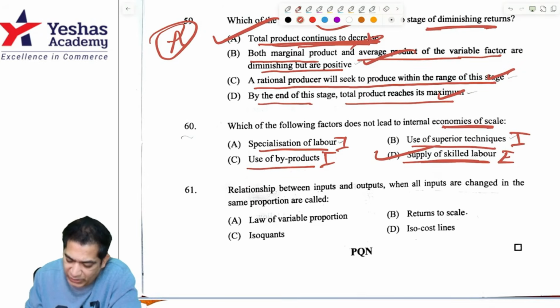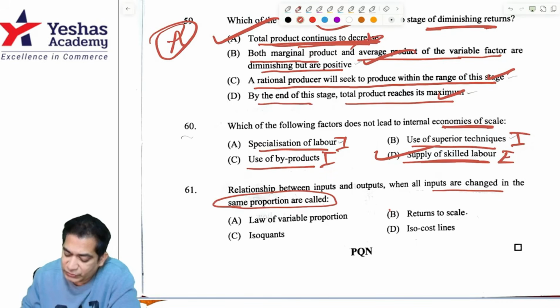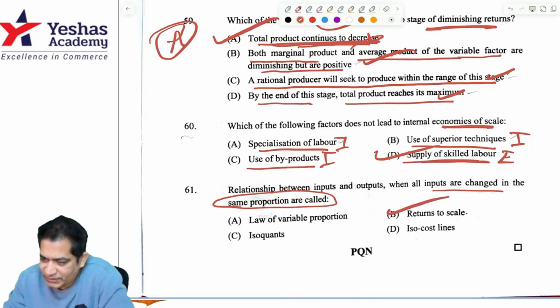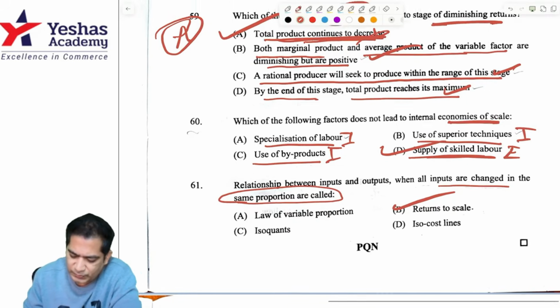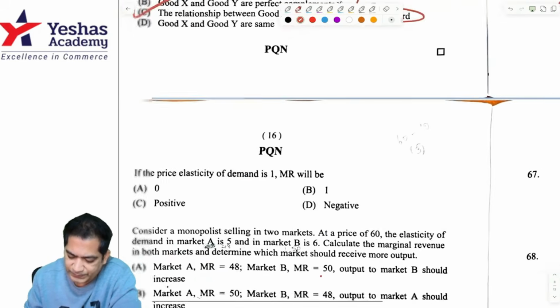Relationship between input and output when all inputs are changed in the same proportion. You're talking about returns to scale. Let's say there is increasing returns to scale, it means what? Changes in the input in the same proportion lead to a more than proportionate increase in output. So the answer is returns to scale.